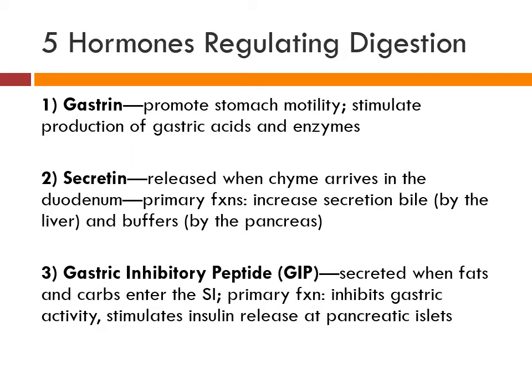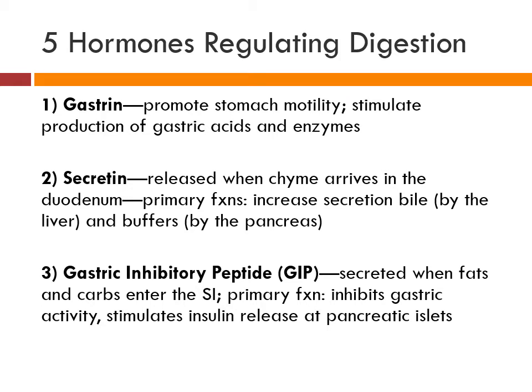Secretin is released when the chyme enters the duodenum, and the primary function of secretin is to increase secretion of bile. The liver secretes bile, and it increases the secretion of buffers by the pancreas. So secretin is increasing secretions, so that should be easy to remember, but those secretions are bile and buffers.